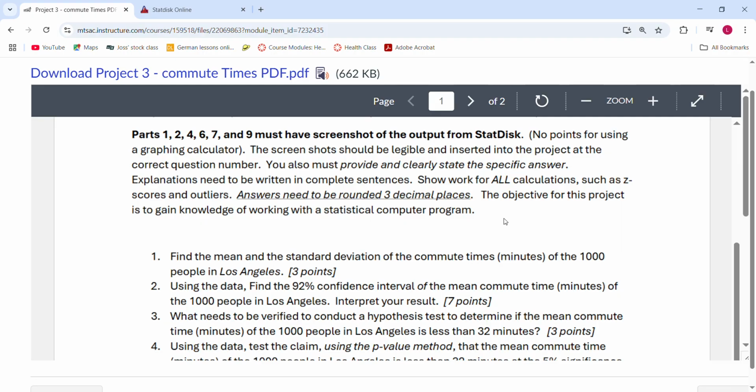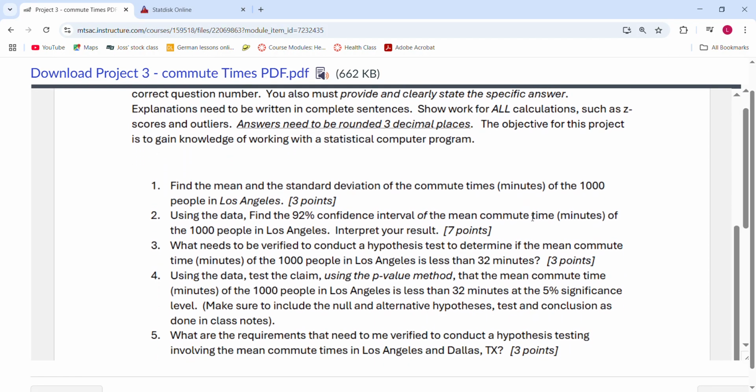Explanations need to be written in complete sentences. Show work for any calculations, such as z-scores and outliers, and fences and so forth. Answers must be rounded to 3 decimal places. And the objective for the project is to gain a knowledge of working with a statistical computer program.